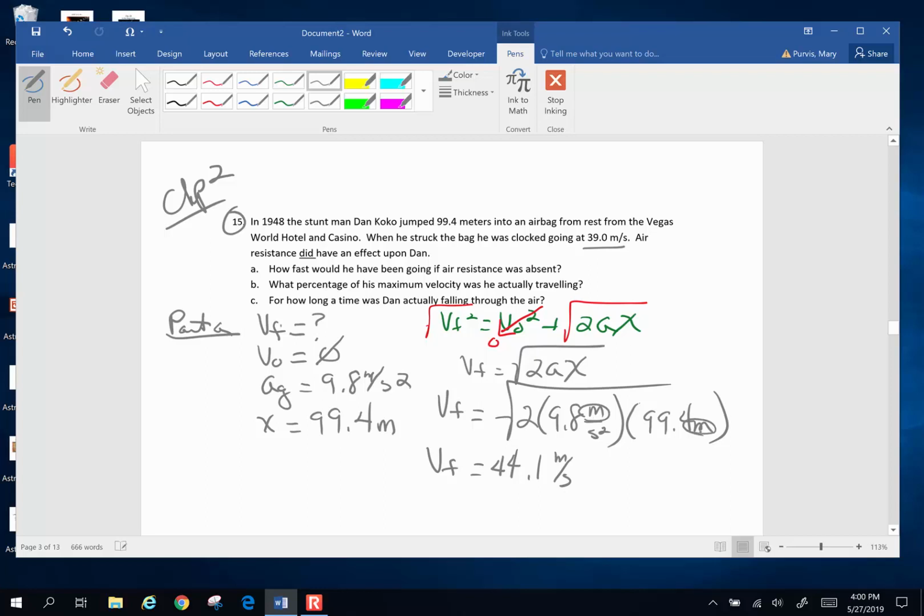Meters times meters are meters squared over second squared. Square root of meters squared over second squared are meters per second. That's the part A. Let's take a look at part B.